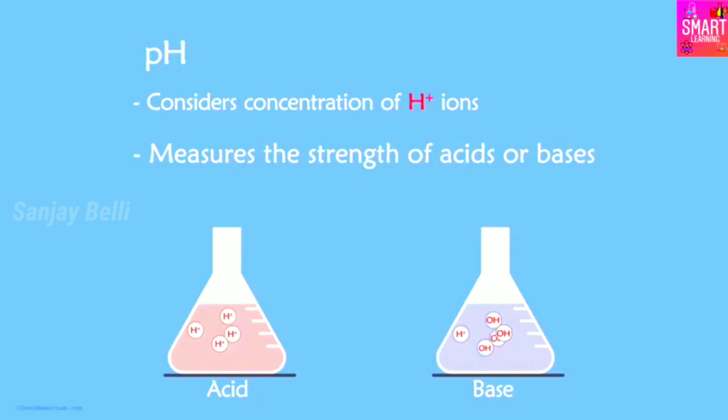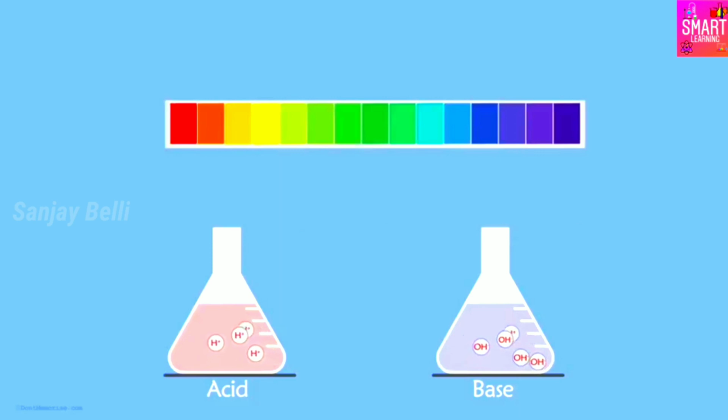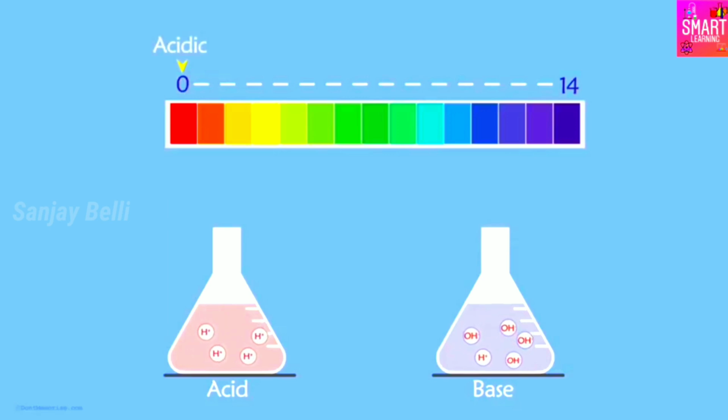So to know how strong an acid or base is, we have the concept of a pH scale, and it ranges from 0 to 14. 0 being very acidic and 14 being very basic or alkaline. And the pH of a neutral solution, right here in the middle, is 7. Understand that the pH is just a number which tells us how acidic or basic a solution is.